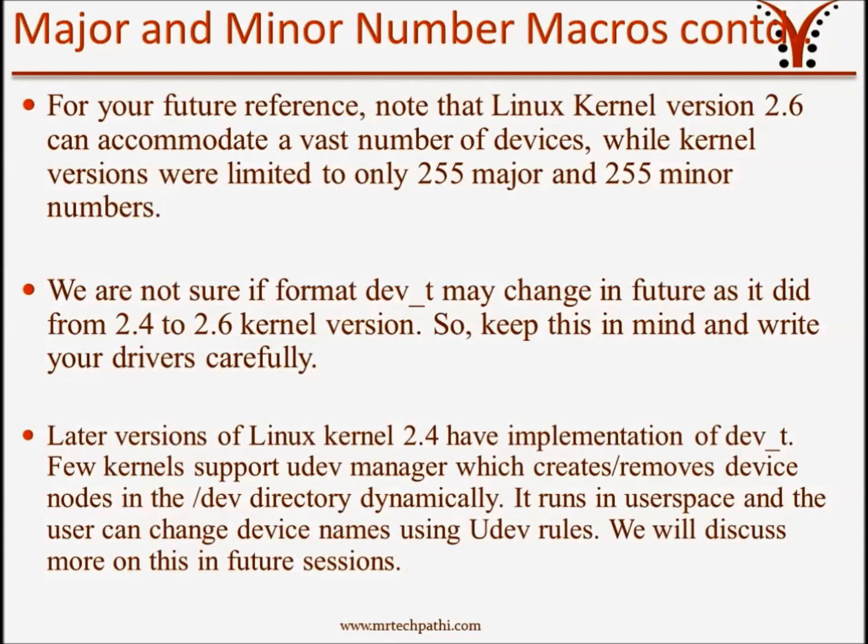For your future reference, note that the Linux kernel version 2.6 can accommodate a vast number of devices, while earlier kernel versions were limited to only 255 major and 255 minor numbers. I'm not sure if the format of the dev_t structure may change in future as it did from the 2.4 to 2.6 kernel version, so keep this in mind and write your drivers carefully. Later versions of Linux 2.4 have implementations of the dev_t structure. A few kernels support the udev manager, which creates or removes device driver nodes in the /dev directory dynamically. It runs in user space and the user can change device names using udev rules. We'll discuss more on this in future sessions.